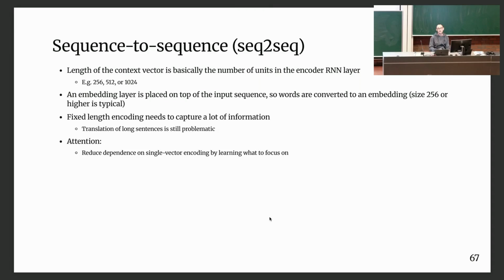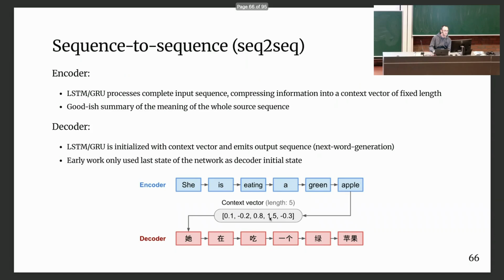You use an embedding layer if you start with one hot encoded words to convert them into an embedding, so you stick that in between as well, but still the translation of long sentences will be problematic. So attention is kind of our saving grace, and this reduces the fact that we need to be dependent on this single context vector to do our generation from, or to do our translation from, to do the decoding part from.